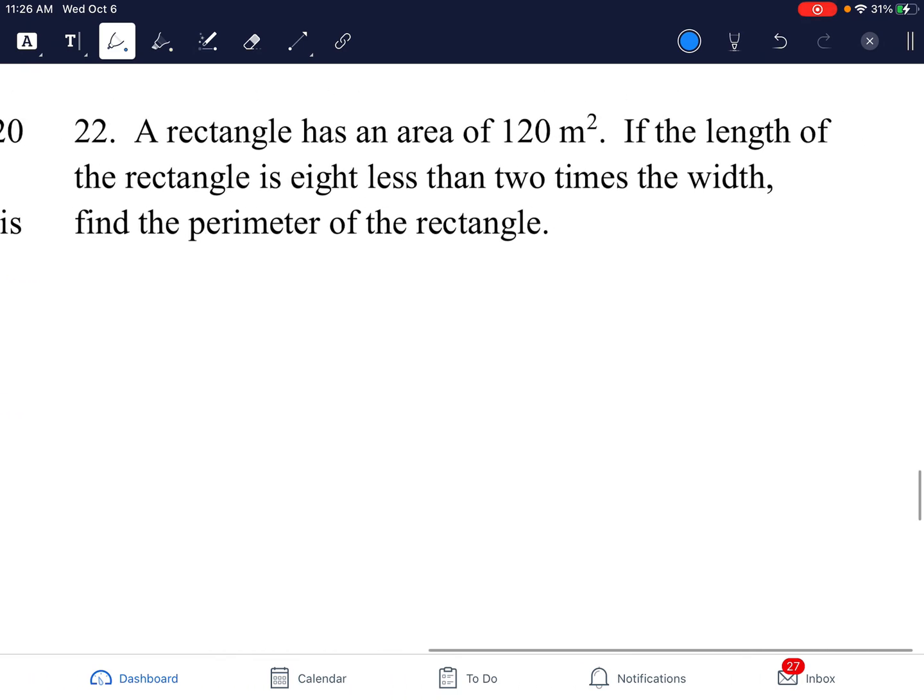Number 22. A rectangle has an area of 120 meters if the length of the rectangle is 8 less than 2 times the width. Find the perimeter of the rectangle. So here's our rectangle.